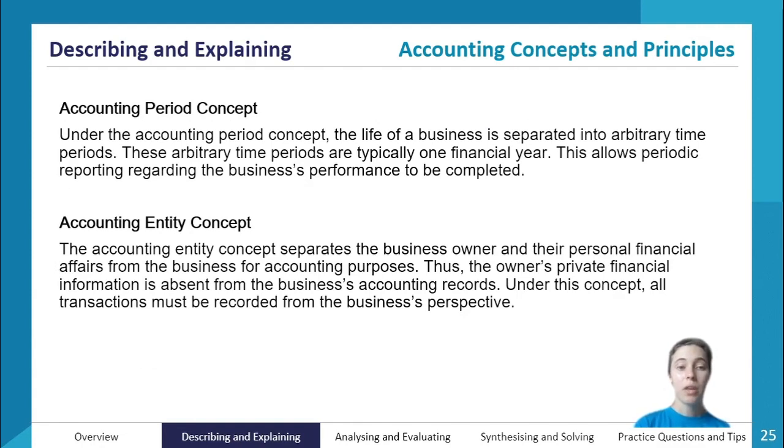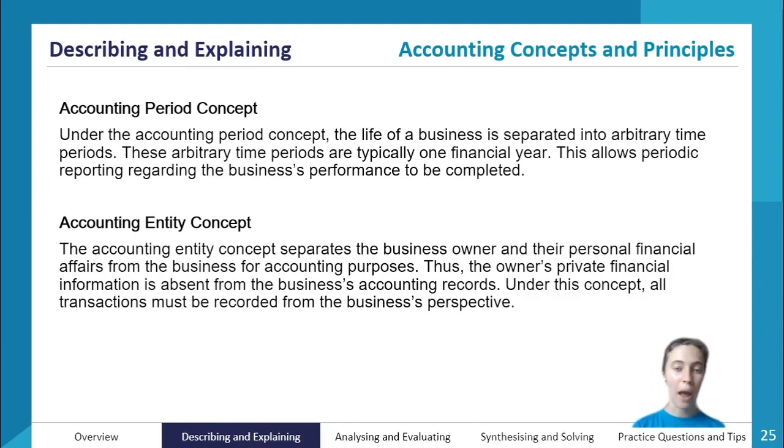Okay, so starting with the accounting period concept. So this says that the life of a business is separated into arbitrary time periods. So these are typically one financial year. And this allows periodic reporting regarding the business's performance to be completed. So we always talk about the different years in accounting. So we are separating the life of the business into all of those different financial years.